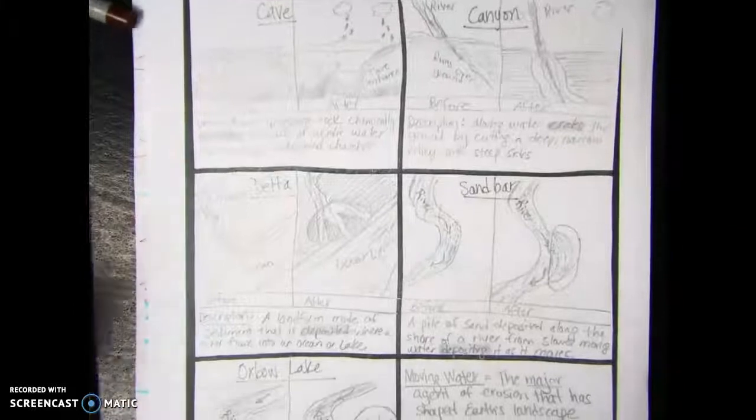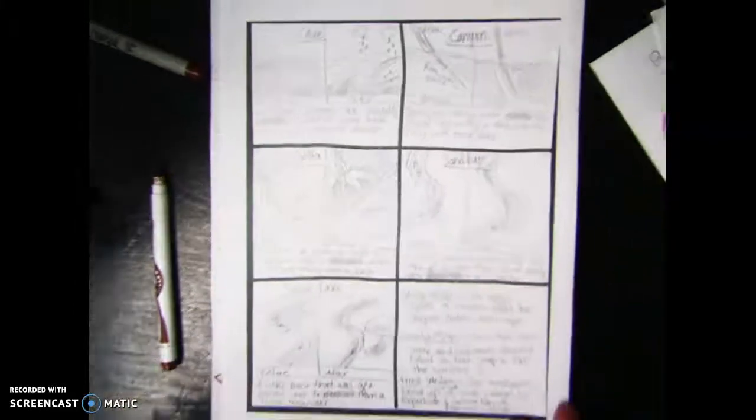This is the keys to it. I'm gonna end with that, and you can look at all those, make sure that your drawings match.